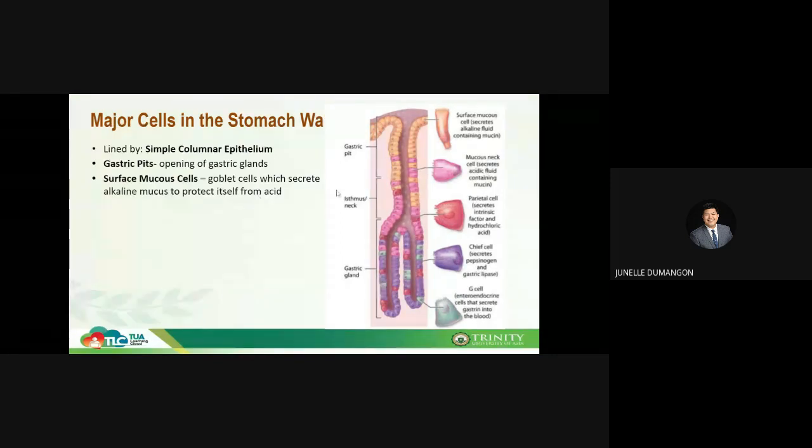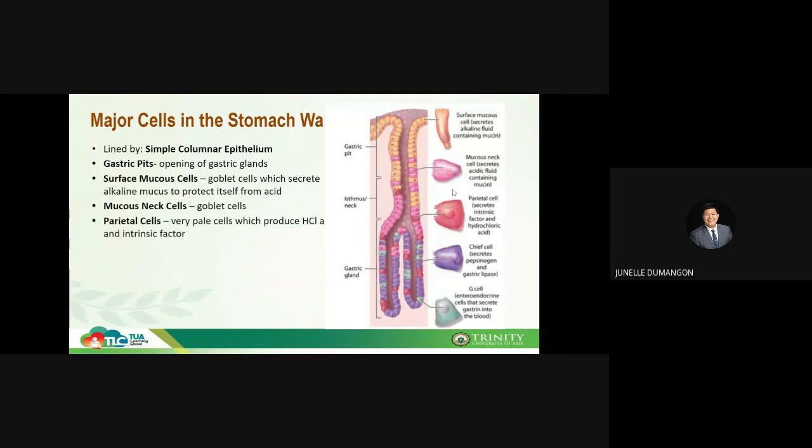So where are they found? They are found at the surface of the gastric pit. Kaya sila surface, and then mucus because that is what they produce. Next, we have mucous neck cells. So these are found at the neck area. But basically, the function is similar to the surface mucous cells. Ang difference lang is the location. Mucous neck cells are found at the neck, but they also produce mucus.